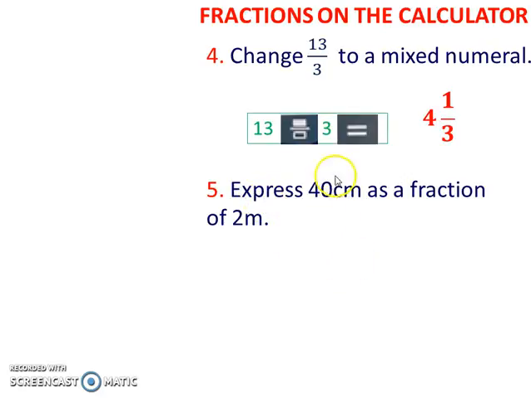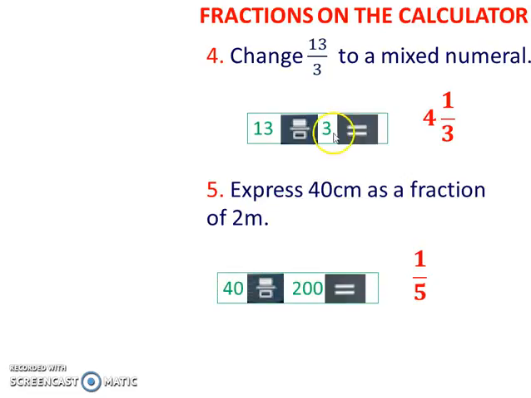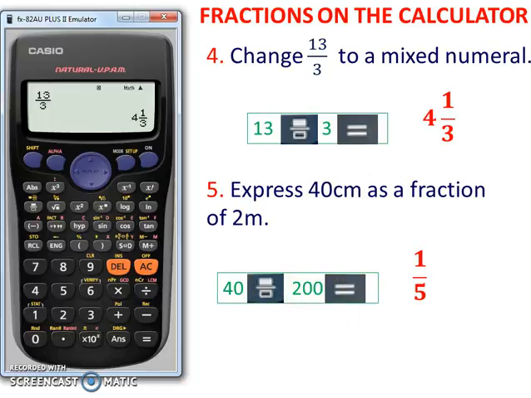Now to express one unit as a fraction of another, first of all they have to be in the same measurements. So this one's in centimeters, the other one's in meters. So we should know already that it's 40 out of 200, and so we're going to be putting 40 out of 200 and simplifying it. Let's see if we get the 1/5. So 40 over 200 equals, yes, it's 1/5.